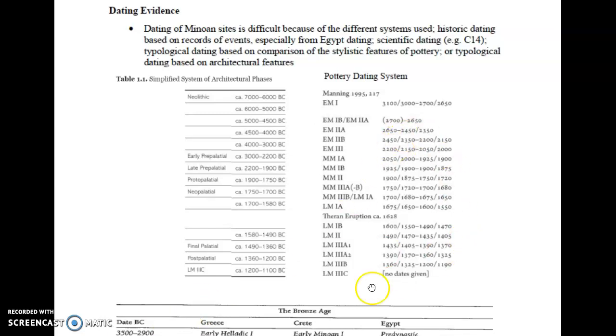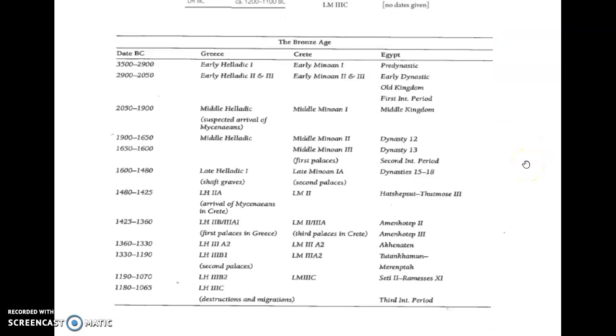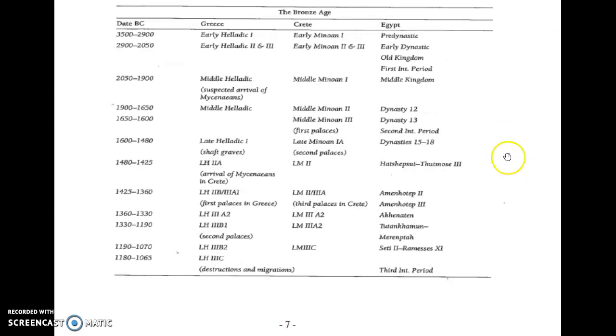So we're going to try to find out, where does our Anemospilia site fit within this system of architectural phases, pottery dating, timelines, and also these, where we can see here, this comparison to Greece and what's happening in Greece at the time and what's happening in Egypt at the time, and we can kind of fit Crete somewhere in the middle there, trying to work out what the equivalent dates for Crete.